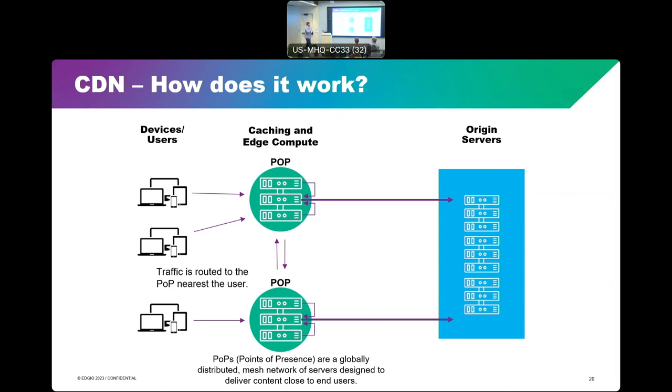So when you think about how this works, the user requests information. They request a web page, for instance, and that has certain content on it. And instead of going all the way back to your origin server, which may be across the country or even on another continent, depending on where your company is and the user is, it will have a copy of most of that information at the POP or the point of presence.